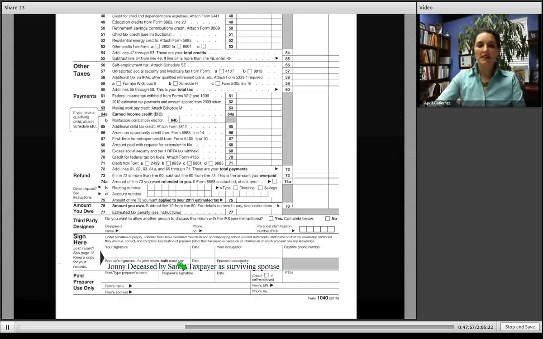So if Sandy Taxpayer is signing for her deceased spouse, she would sign it Johnny, deceased, by Sandy Taxpayer as surviving spouse. And of course, Johnny deceased is the name I made up. It would be Johnny, whatever his real last name is.